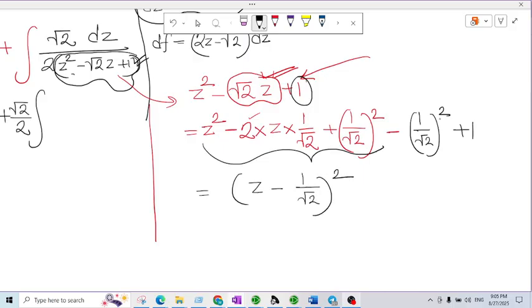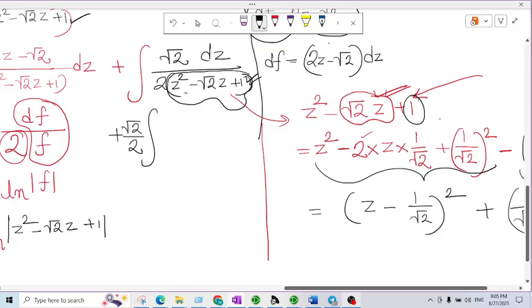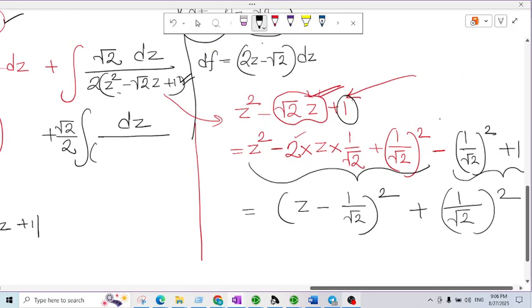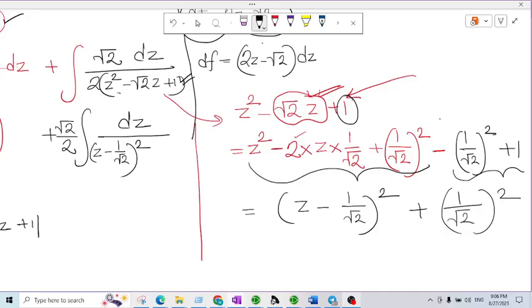So please watch this part of the video again, and you will understand it. And let's write this thing is equal to minus half plus 1, so this is equal to half, right? And half can be written again as 1 by root over 2 square. And so let's put this value here, and I will get here dz, and at the denominator I have z minus 1 by root over 2 square, plus 1 by root over 2 square.